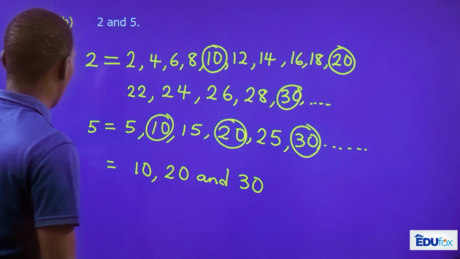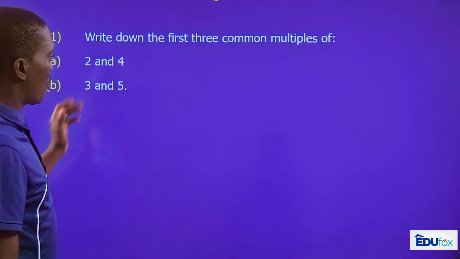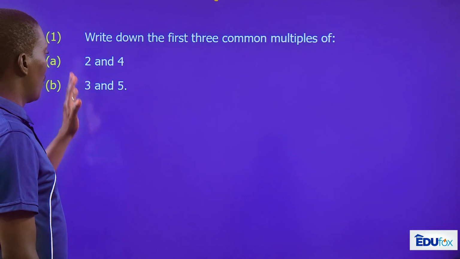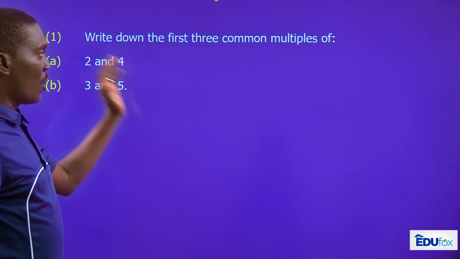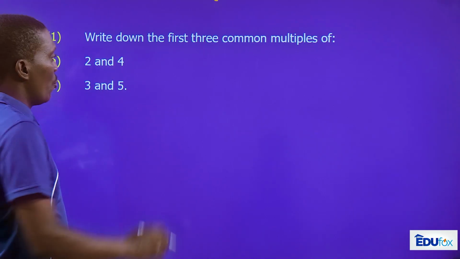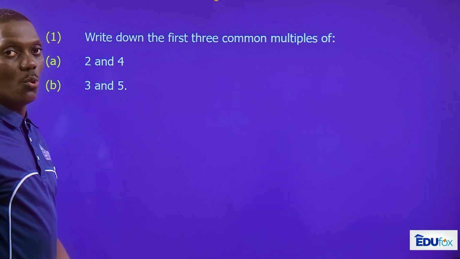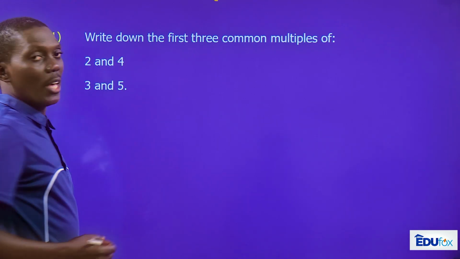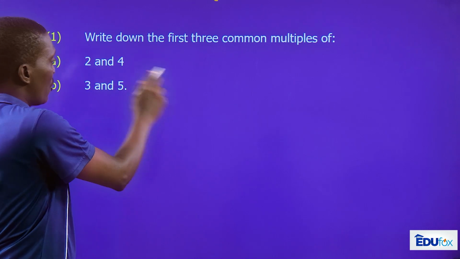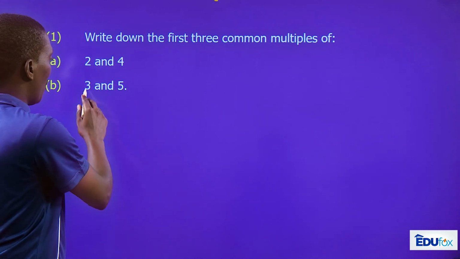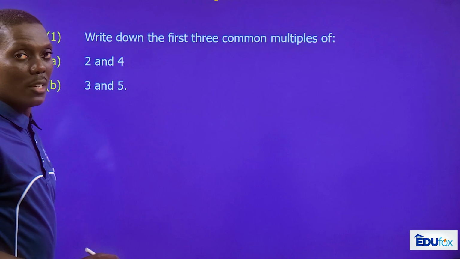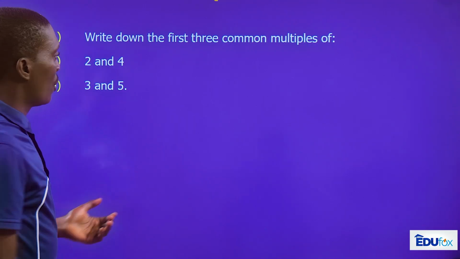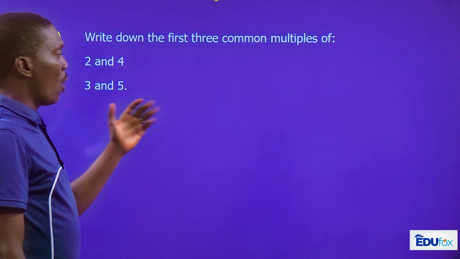Let's do one for ourselves. Now, for this question, you are asked to write down the first 3 common multiples of 2 and 4, 3 and 5. So in the same way we did the previous example, you first of all find multiples of 2 and multiples of 4. And you just find out which of them is common among the list of the numbers. You do the same thing, you find the multiples of 3, you find the multiples of 5, and we just check the numbers that are common. So go ahead and practice this and see how well you do.